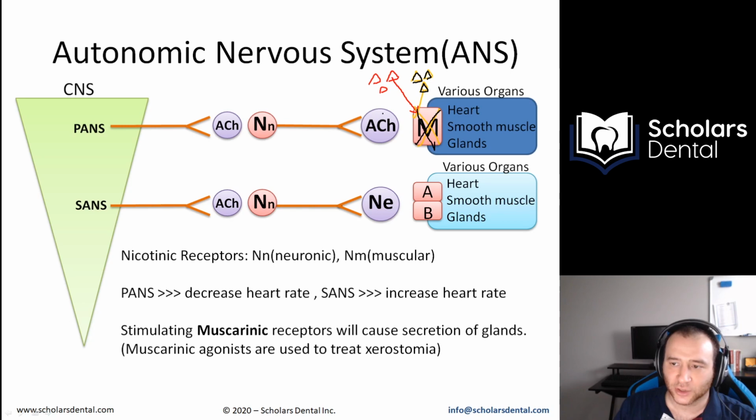And that way, acetylcholine from your neurons cannot stimulate the muscarinic receptors. What's going to happen to your secretions? Obviously, they will decrease. So blocking muscarinic receptors will cause dry mouth. Stimulating muscarinic receptors could actually treat xerostomia and dry mouth. So any drug that has a muscarinic blocker effect will cause dry mouth.